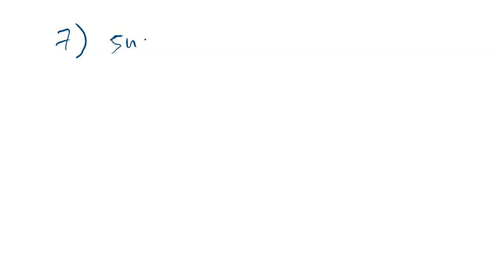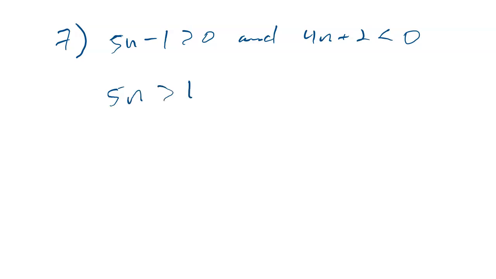All right, so 5n minus 1 is greater than 0, and 4n plus 2 is less than 0. So this is 5n is greater than 1, and n is greater than 1/5? I don't remember any fractions on the answer. All right, so this one will be subtract, so 4n is less than -2, and n is less than -1/2.